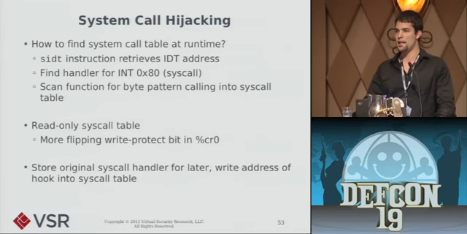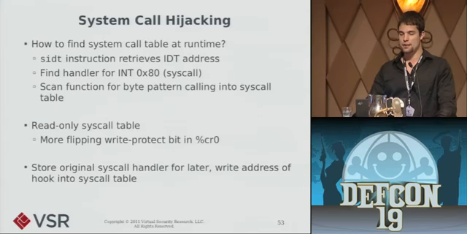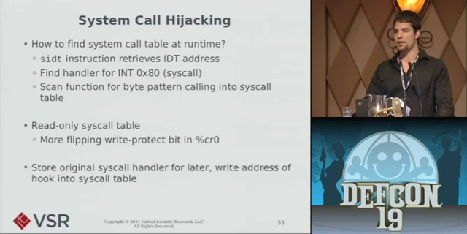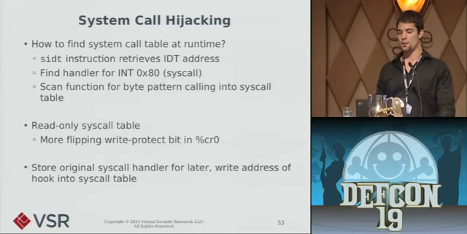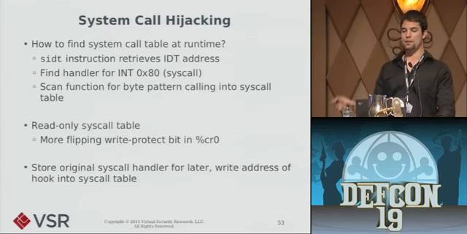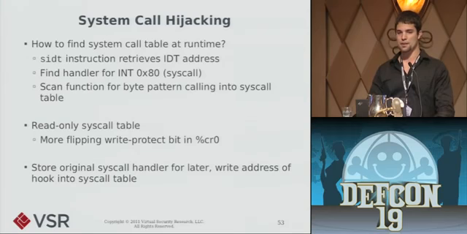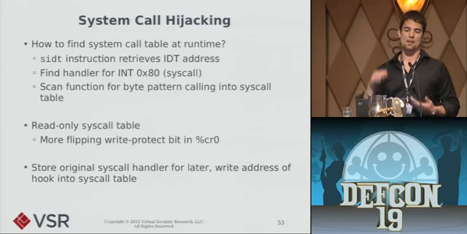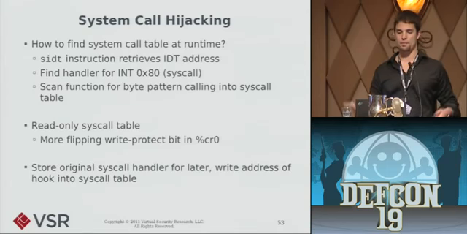I find the system call table at runtime by issuing an SIDT instruction, which is an x86 instruction that finds the base address of the interrupt descriptor table. And I just index into this table and pull out the handler for int 0x80, which is the system call. So that's the entry code for what happens when you make a system call. I scan this function for a byte pattern indicating it's making a call into another table, and this other table is the system call table. So you do that, now I know where the system call table is. And the system call table is essentially a table of function pointers that represent handlers for what happens when you make a system call, like close or open, et cetera.